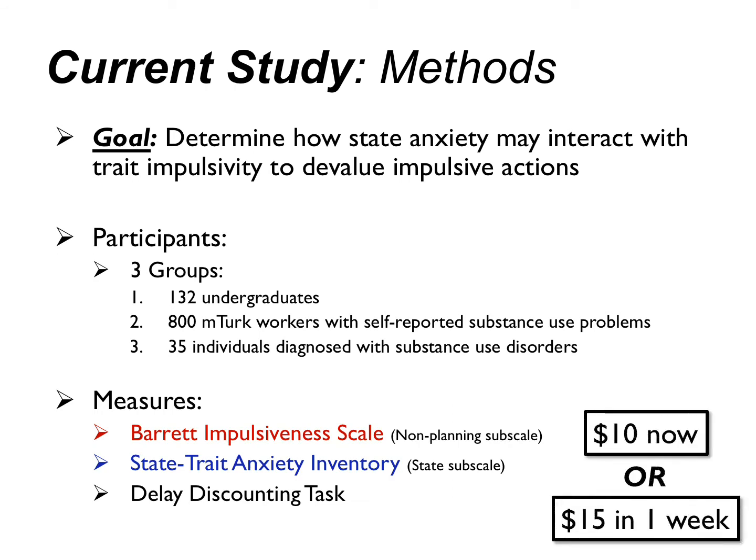The measures we used: to look at trait impulsivity, we used the Barratt Impulsiveness Scale, in particular the non-planning subscale, which has been used in prior research to look at delay discounting, which we're using here. It was selected for that reason, but also because it has the strongest relationship to the definition of impulsivity we used earlier. We also used the State-Trait Anxiety Inventory for looking at state anxiety. Sometimes this is interpreted as a general distress scale, but this is what we use in this study.